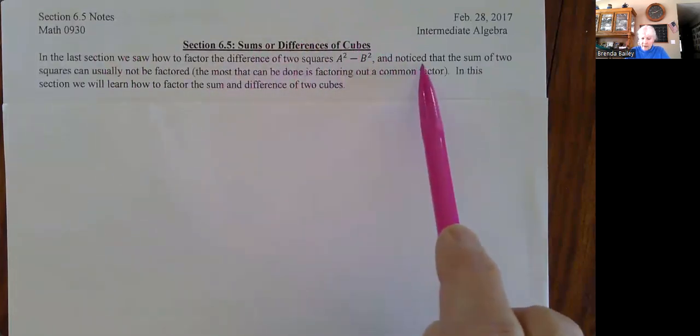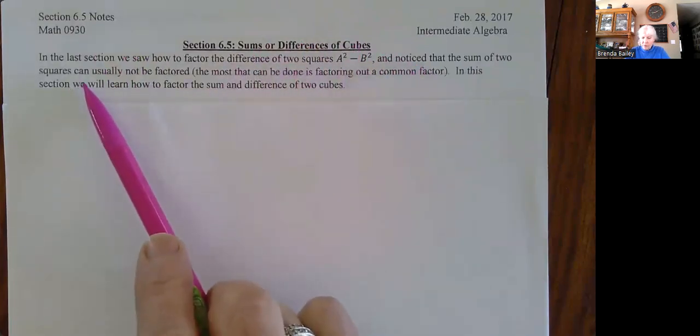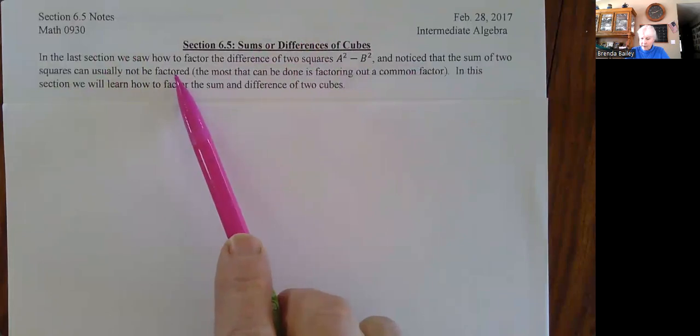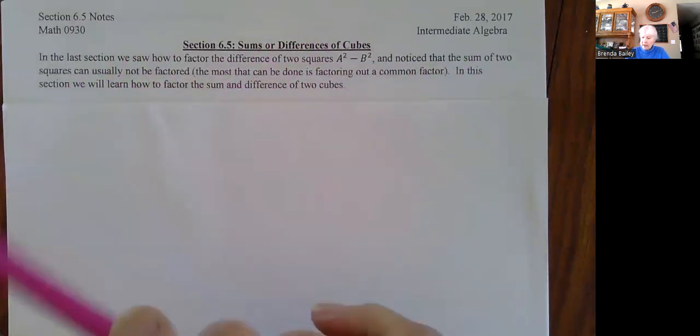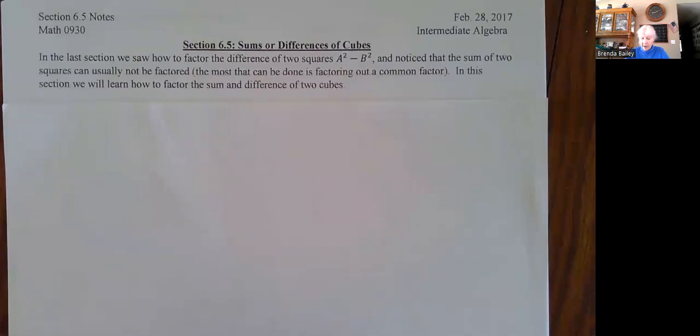So notice that the sum of two squares can usually not be factored. Okay, so the sum of two squares. The most that can be done is factoring out a common factor. In this section, we will learn how to factor the sum and differences of two cubes.